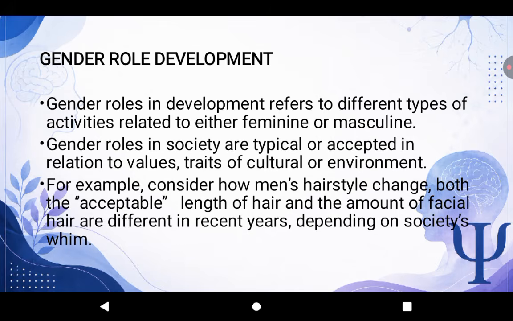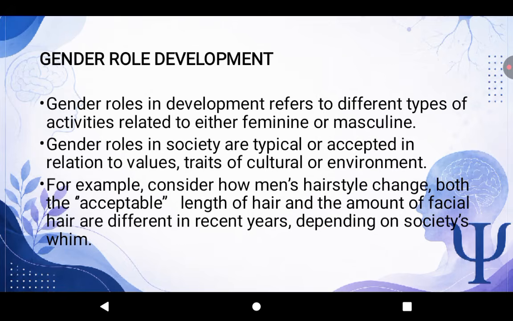Right. So gender roles in societies are typical or accepted in relation to values, traits of culture or the environment. So they are accepted according to the values. When you're talking about values, values are just the ideas that a particular society is able to perceive to be right or not right. So those are values.